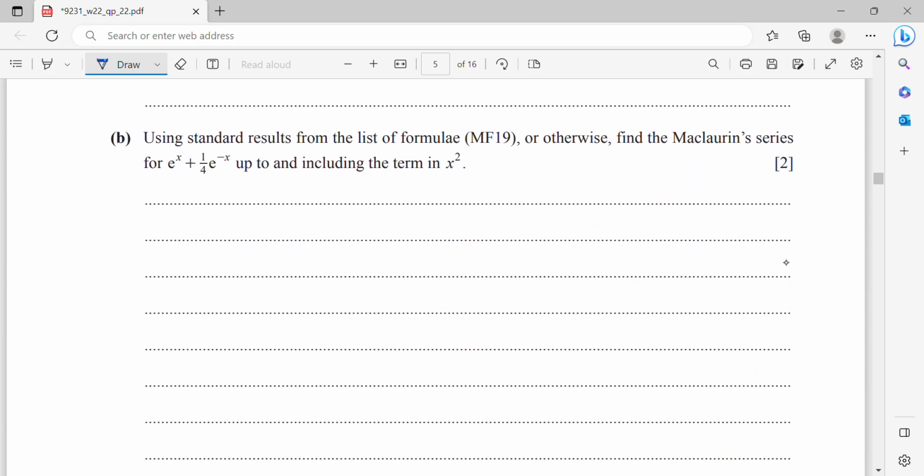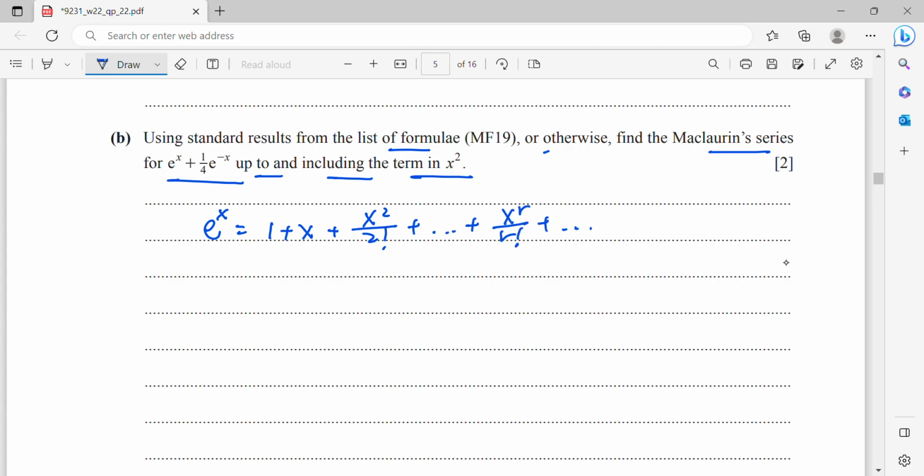Now, using standard results from the list of formulae, or otherwise, find the Maclaurin series for e^x + 1/4 e^(-x) up to and including the term in x squared. So from the formula list, we know that e^x is 1 + x + x squared over 2 factorial + ... + x to the power r over r factorial, if you refer to the formula list. Since this is up to x squared, I will just write my expansion up to x squared, which means I will stop here after the third term.